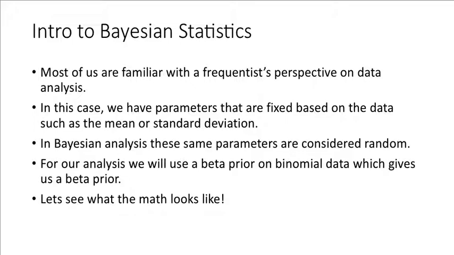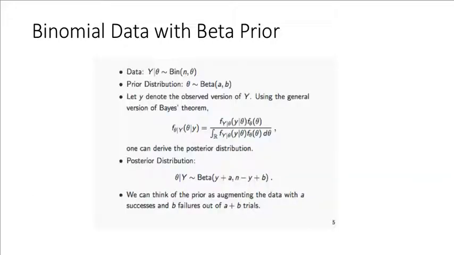For the analysis in this video, we'll use a beta prior on binomial data, which gives us a beta posterior. So let's see what the math looks like. Here's the basic math for this one. We have binomial data, as you see at the top, and then the prior distribution is beta(a, b). And then there's Bayes' theorem right there, so we take the likelihood times the prior. The posterior is proportional to the likelihood times the prior, and then we end up getting a posterior distribution of beta(y plus a, n minus y plus b).